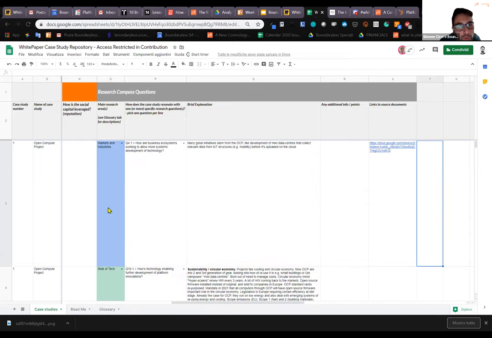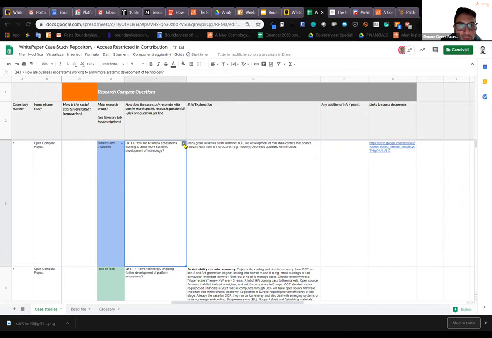Ideally, if you want to describe a case study, try to understand how it maps to the research areas. For example, the Open Compute Project is something we need to understand from the point of view of markets and industries: how a business ecosystem is creating a new technology. Open Compute Project is of course one of the main case studies teaching us how new technologies can be developed.